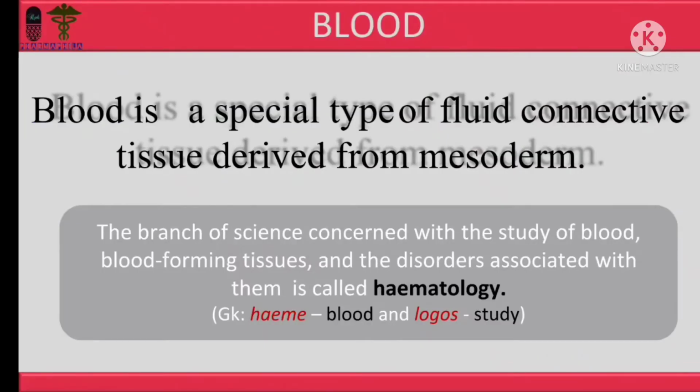Blood is a special type of fluid connective tissue derived from the mesoderm. The branch of science concerned with the study of blood and the blood forming tissues, that means the tissues that form the blood and the disorders associated with them, is called hematology. Hem is blood, and logos means study.